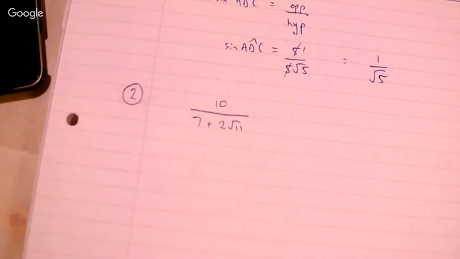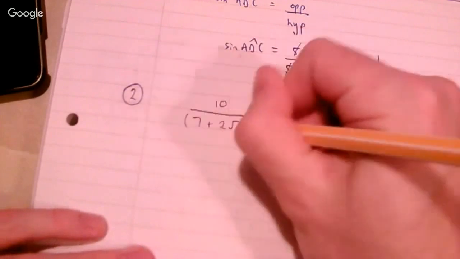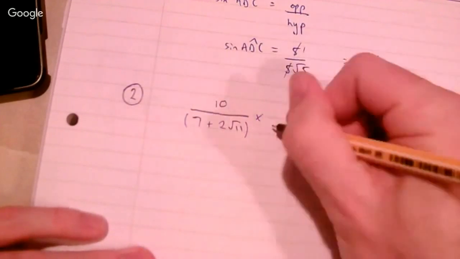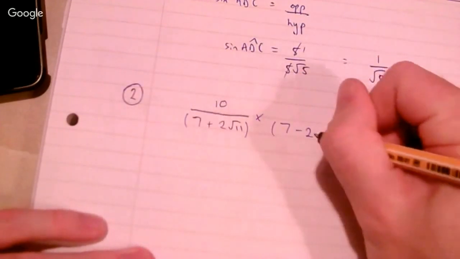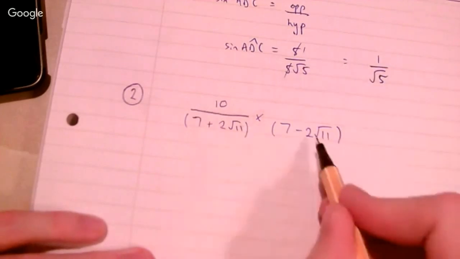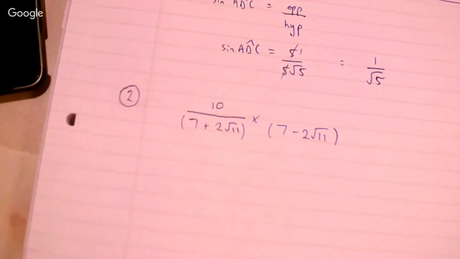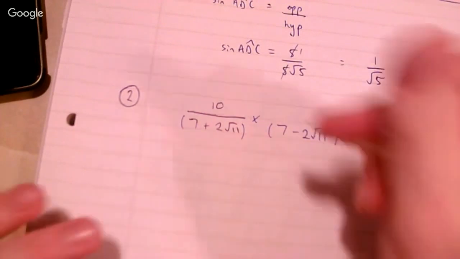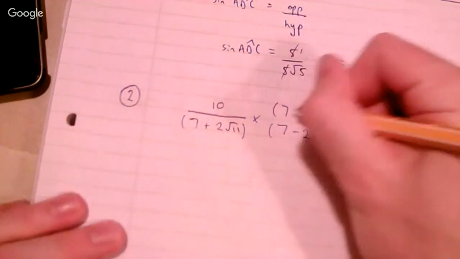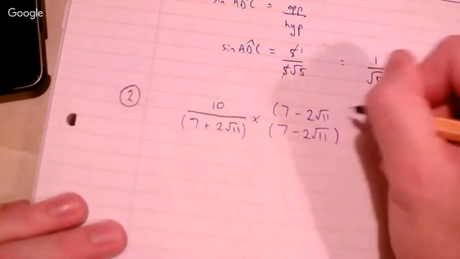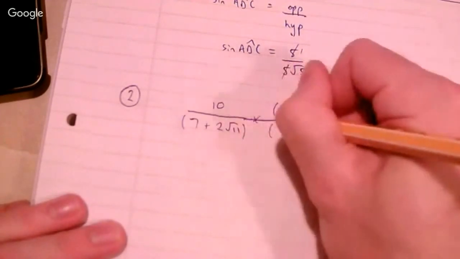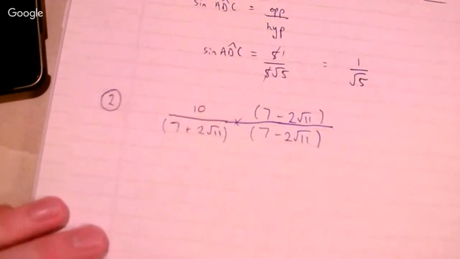So the way that you get rid of it is that you times by like the difference of 2 squares on the bottom. So you're going to times this by 7 minus 2 root 11. So literally it's exactly the same thing, but the sign just changes. But because this is a fraction, whatever you do to the bottom, you have to do to the top. So that's also times by 7 minus 2 root 11, and it just becomes one big fraction that you multiply out.